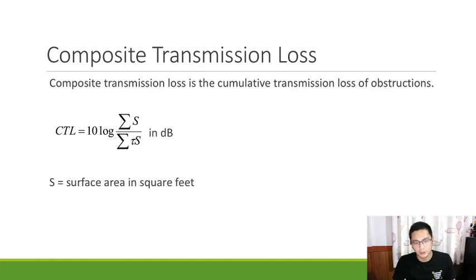So, to compute the transmission loss of the whole division, we use the formula for composite transmission loss. It is the cumulative transmission loss of all the obstructions: different surfaces, different materials, etc. The formula is 10 log of the sum of the surface areas over the sum of the tau times their respective surface areas. Our answer here is in dB.